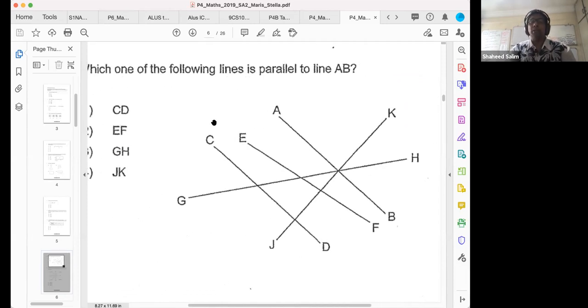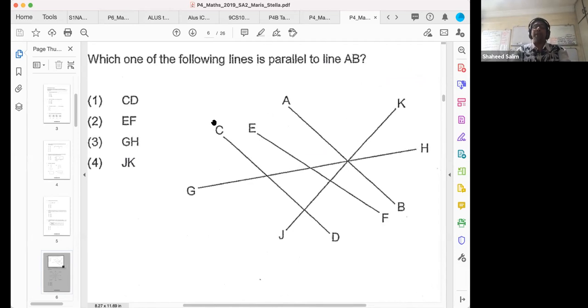All right. Which line is parallel to AB? You can just tell me straight. Don't need to type in. Is it GH? Is it JK?